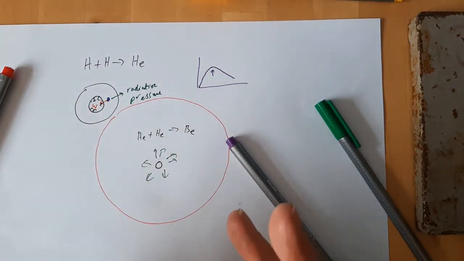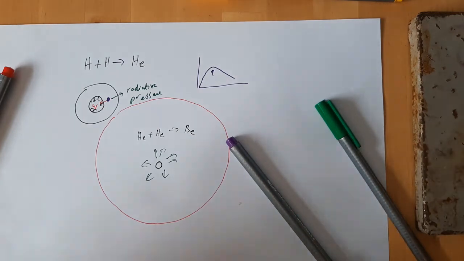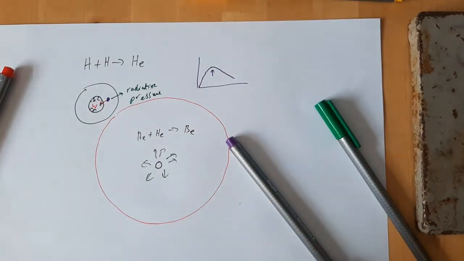If it's under 1.4 solar masses, then that's a nova, and it pushes off the outer layers, leaving a white dwarf. Or if it's more than 1.4 solar masses, that explosion is violent enough to cause a supernova. We'll talk about how bright they are in a later video.